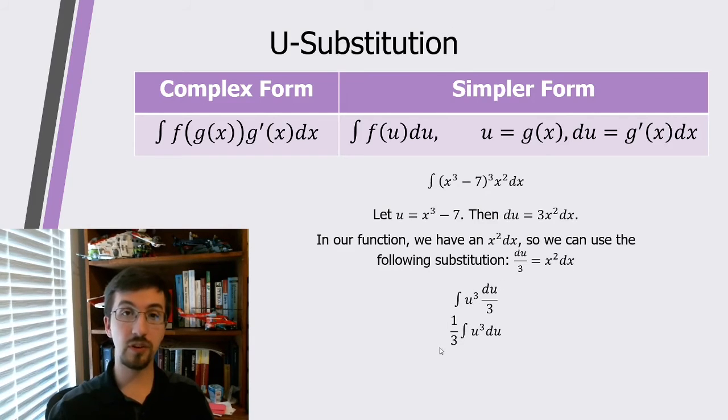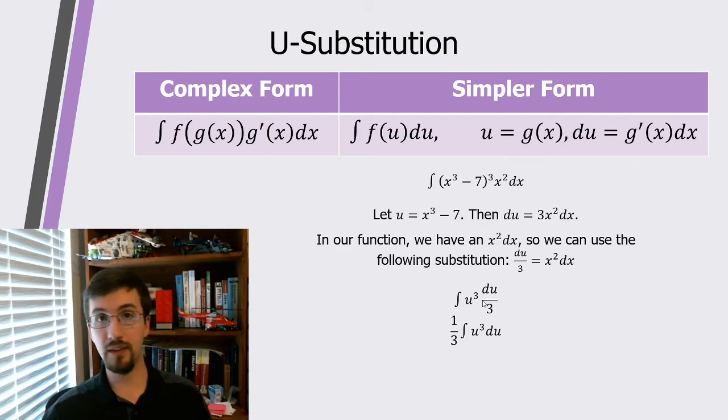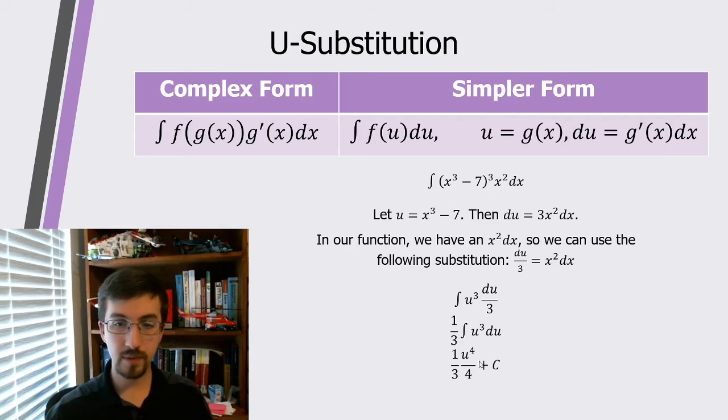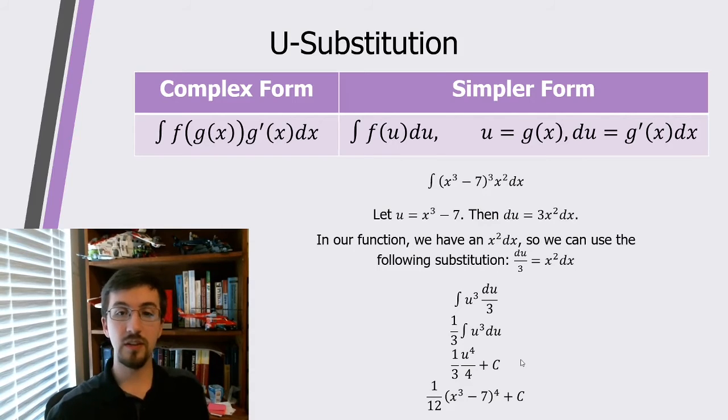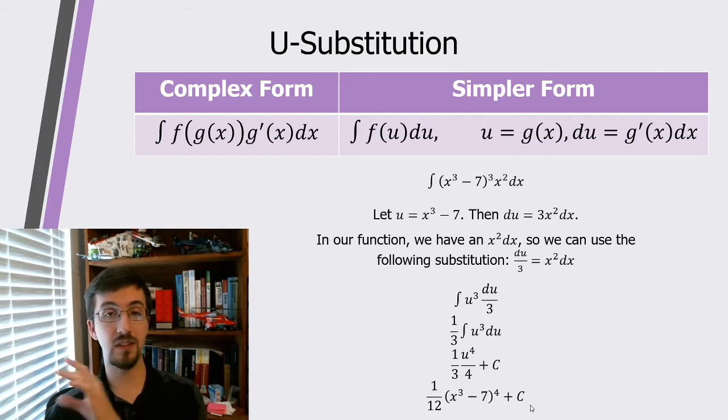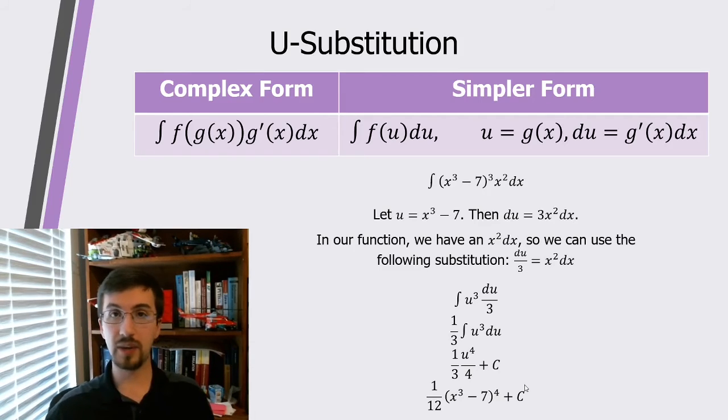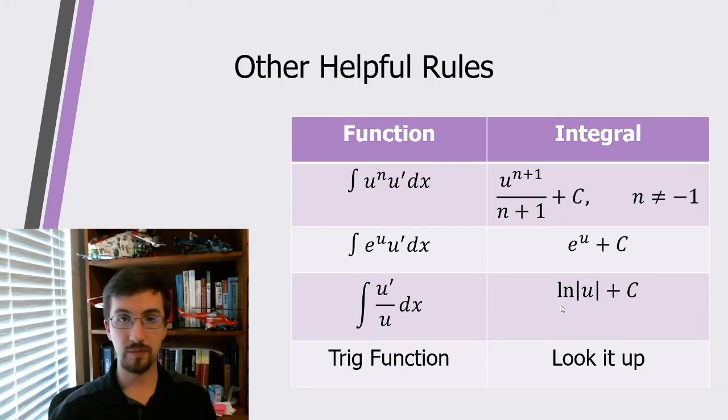Now, we pull the 1/3 out because it's a constant. We can use our power rule inverse from the last slide to say this part would be u to the 4th over 4 times 1/3, and then we've got a constant at the end. And now, all we have to do is sub back in for u. So instead of u, we're going to write x cubed minus 7. So our final answer is 1/12 times (x cubed minus 7) raised to the 4th power plus some constant. There we go. That's how to do u substitution.